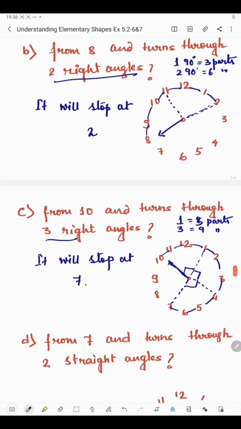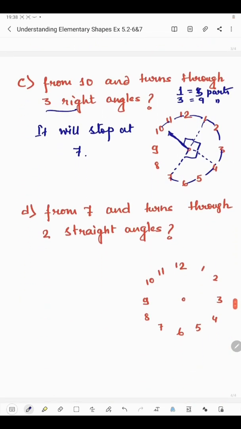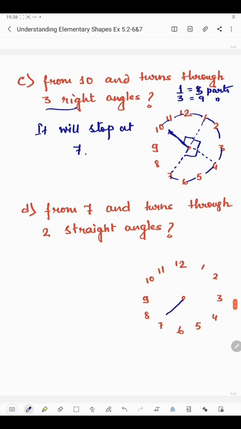Now in the last part we have, if the hand of a clock starts from 7, that means here is the hour hand, and it turns through 2 straight angles. Now a straight angle means like this. So in a straight angle we have 2 right angles, 180 degrees. But here we have 2 straight angles. That means 2 straight angles means 4 right angles, right?